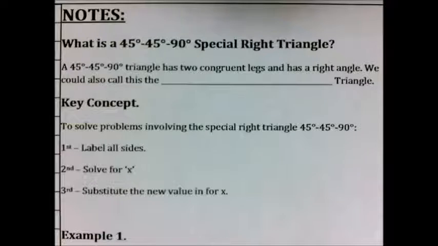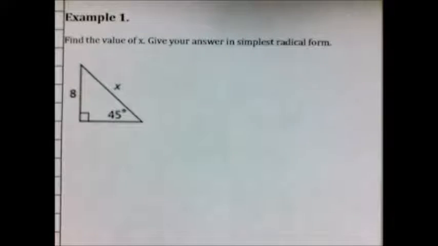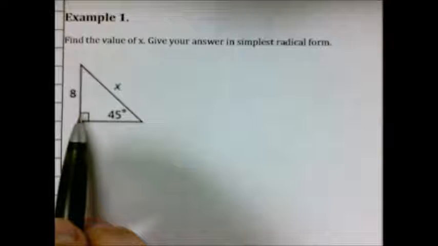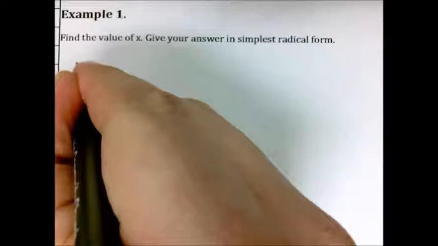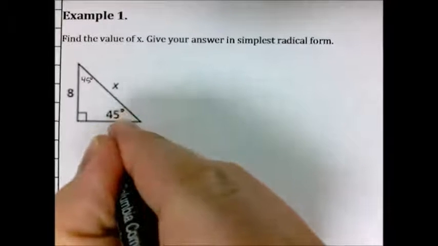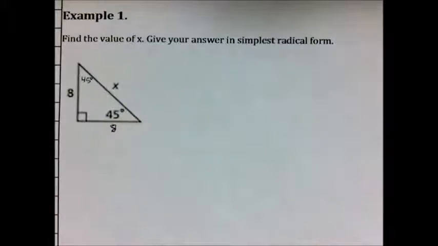So your key concept here, in order to solve problems involving the special right triangle 45-45-90, we need to first label all sides, second, solve for x, and lastly, substitute the new value in for x. Alright, so example 1, we need to find the value of x and give your answer in simplest radical form. We see we have an isosceles triangle, a 45-90-45 triangle, because the only measure this could be is 45, which means that this length right here has to be 8. Okay, so we've labeled all sides, and now we need to solve for x.